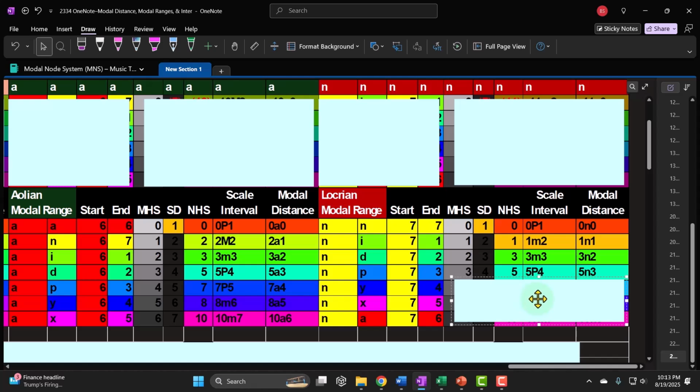Now, wait a second. Hold on. That's not right. Erase that. We're not there yet. That's going to be the next one. This is the perfect 4th, which is the only thing that's actually solid on the Locrian. This is the only solid one.